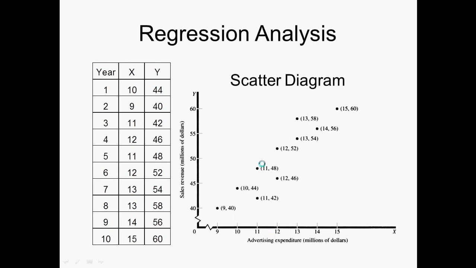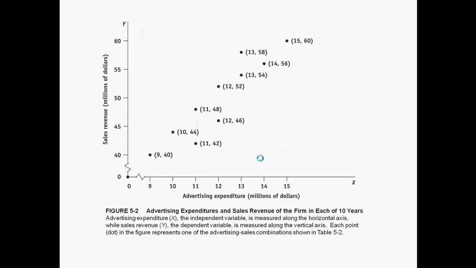But that's somewhat unscientific, and if multiple people did it, they'd probably draw lines that look similar, but not exactly the same. So we want to come up with a more scientific, more systematic way to do something similar to what we would do by eyeballing it. So we're assuming there's a relationship between these two variables.